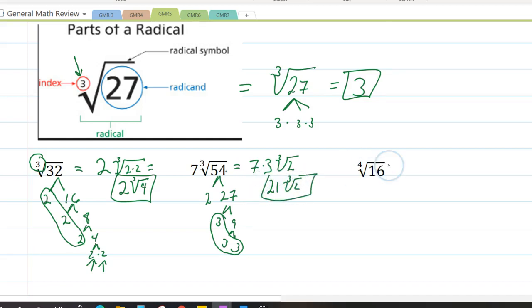On the far right here, I have the fourth root of 16. That means I need 4 of the same number. Well, 16 breaks into 4 times 4. Each 4 can break into 2 times 2. That means I have 4 2s. Well, that's what I needed. My index told me I needed 4 of something. So the fourth root of 16 is simply 2.